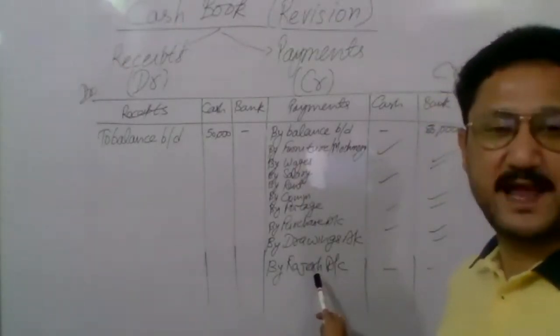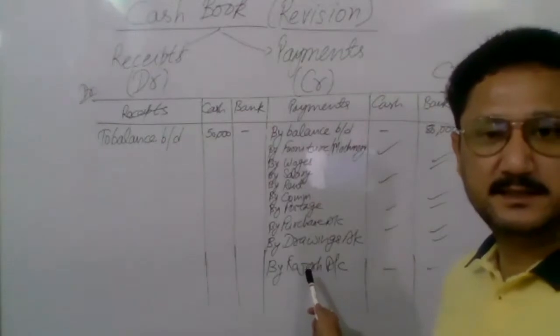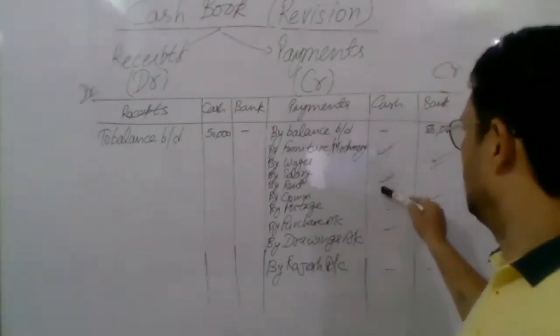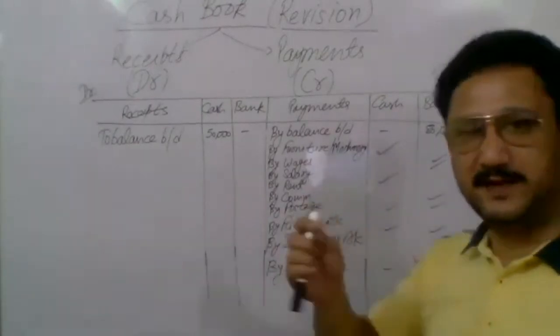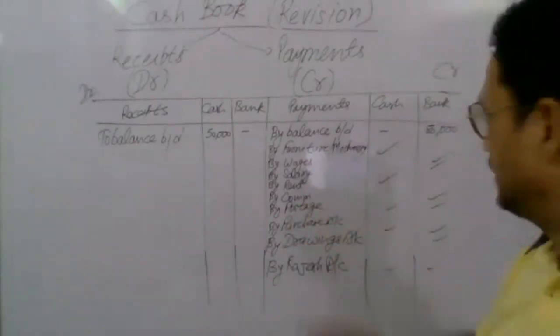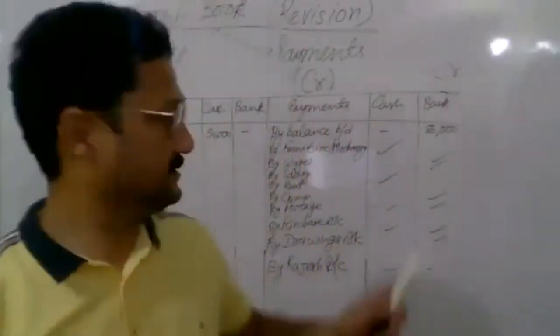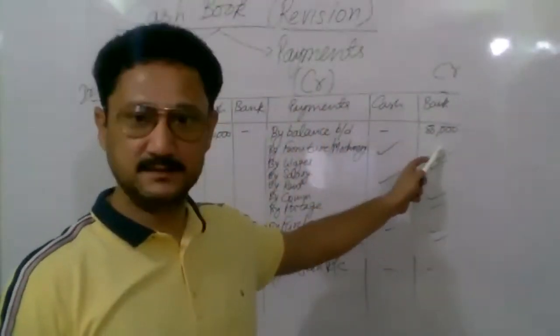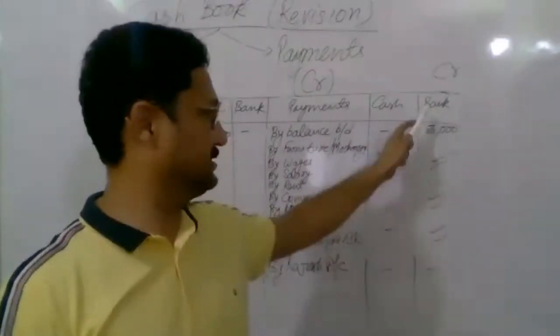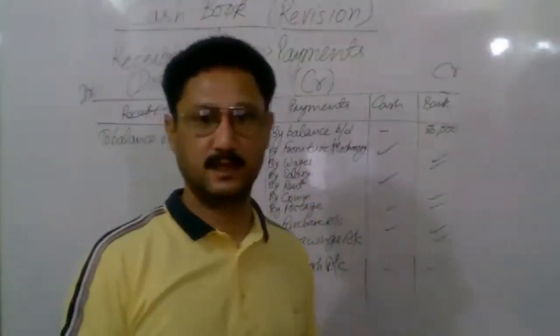By Mr. Rajesh, XYZ company, and you will write the amount. If you have made the payment in cash, you will write in the cash column. If you have made payment through bank by check, you will write in the bank column. It is so simple.